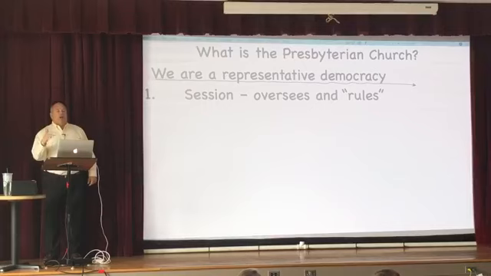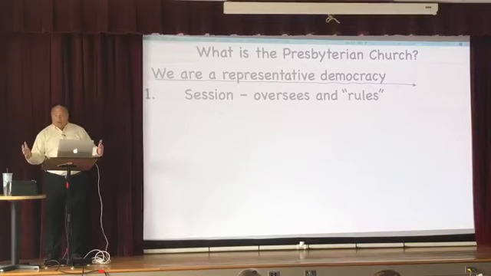The only way you can get around that is the chairperson brings it to session without the committee doing its work. And that can be done. A lot of committees work that way. A lot of churches work that way. The committee does the work, or the session does the work of the committee. That's not a good thing. You have to trust that your committee chair, your elders, know what the heck they're doing.